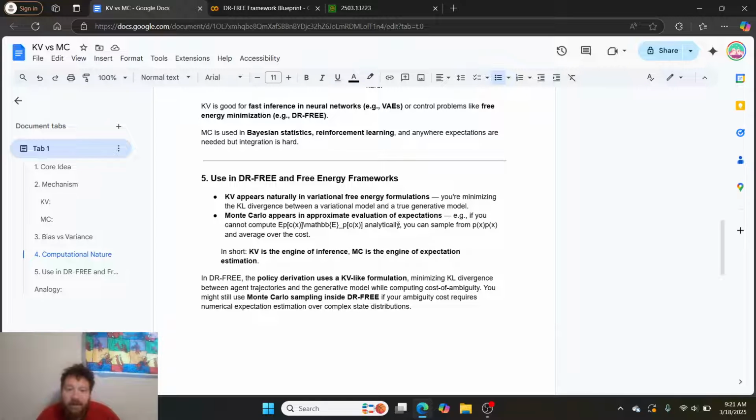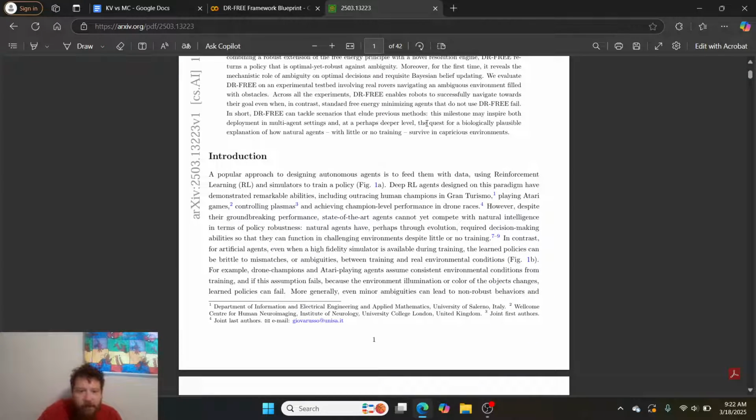In DR-free, the policy derivation uses a KV-like formulation, minimizing a KL divergence between agent trajectories and the generative model while computing costs of ambiguity. You might still use Monte Carlo sampling inside DR-free if your ambiguity cost requires numerical expectation estimation over complex state distributions. I'm going back to the paper here.